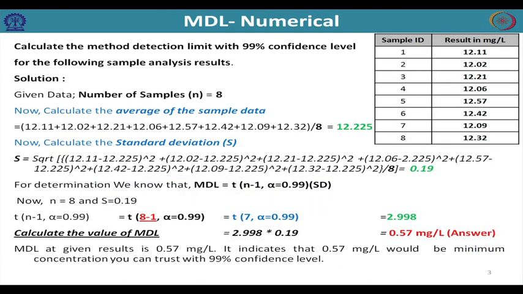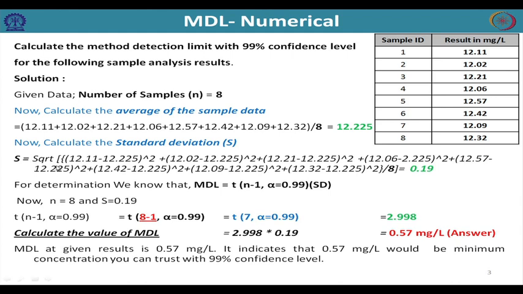Now we will calculate the method detection limit with 99% confidence level for the following sample analysis. There are 8 samples and the results have been given in milligram per liter. We will analyze this and find out the method detection limit. The number of samples given is 8, and the first step is to calculate the average of the sample data. Add everything and divide it by the number of samples. For this numerical it is 12.225.